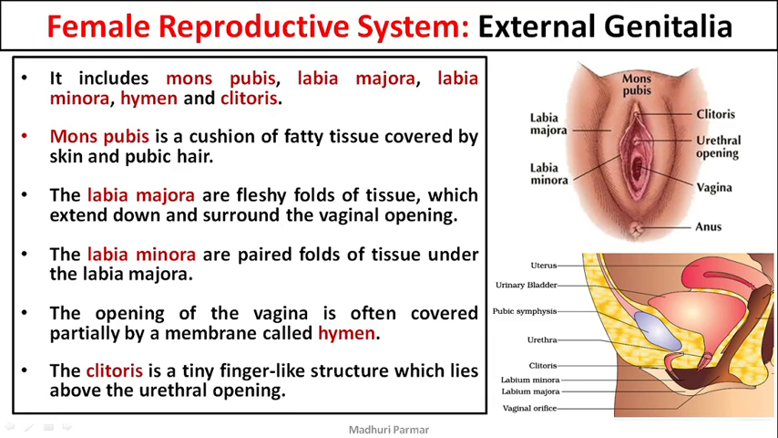Now, talking about the textbook diagram, you can see it here. This is the cross section. This is the front view. This is the cross section view. So this portion here is the urethral opening.